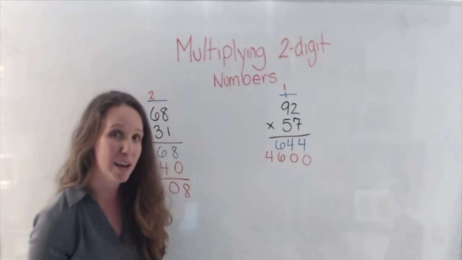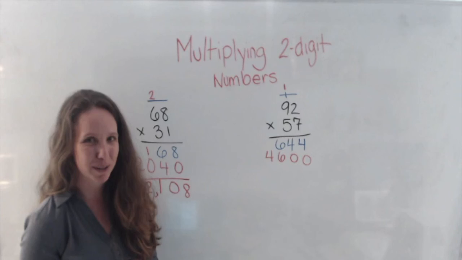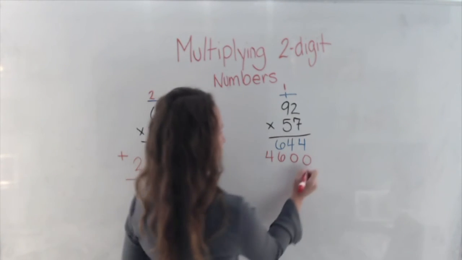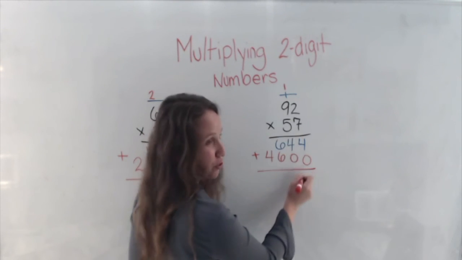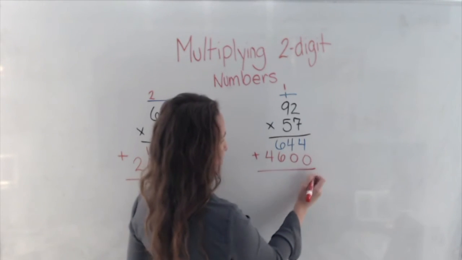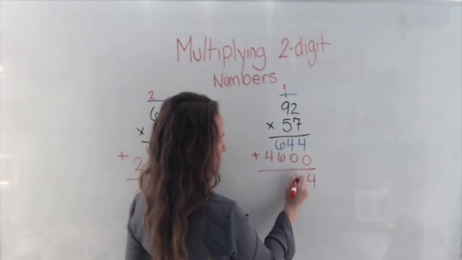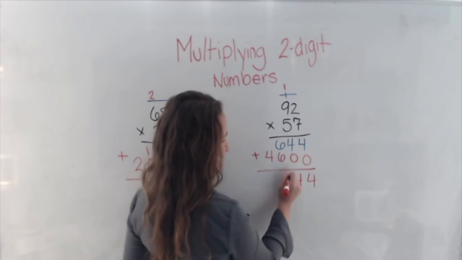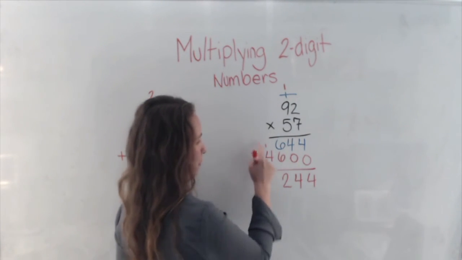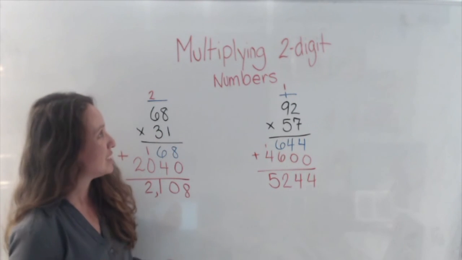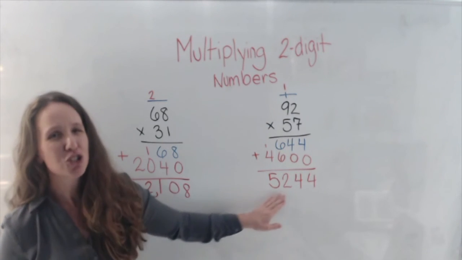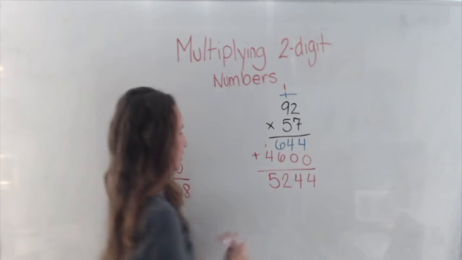It's okay that you have 2 zeros there. It might happen. Don't worry. Now we add those two together. Make sure it's lined up. 4 plus 0 is 4. 4 plus 0 is 4. 6 plus 6 is 12. Bring up the 1. 4 plus 1 is 5. So 92 times 57 is 5,244.